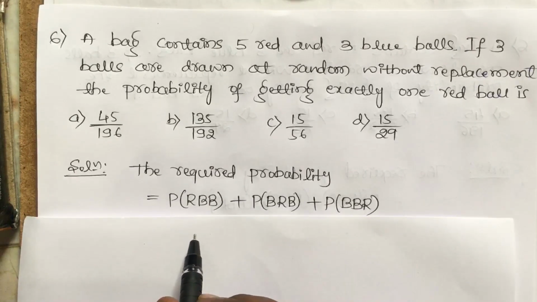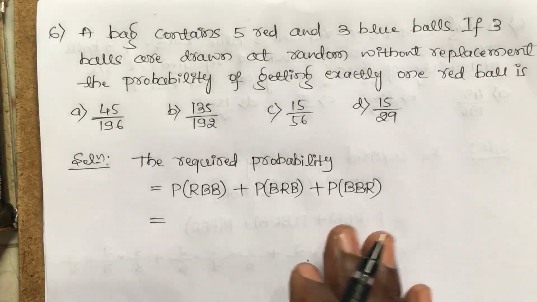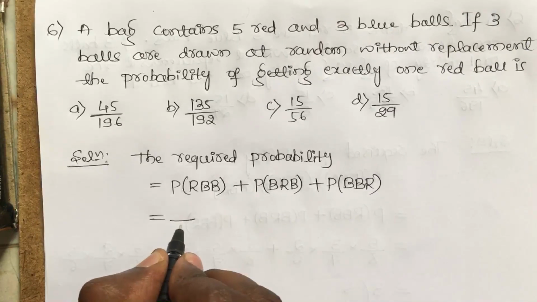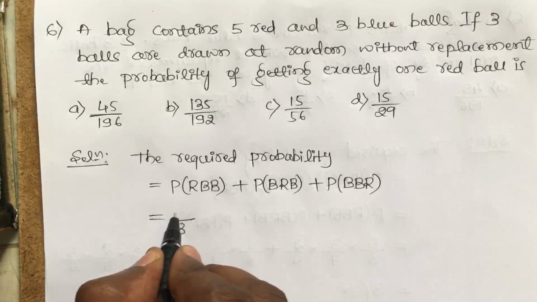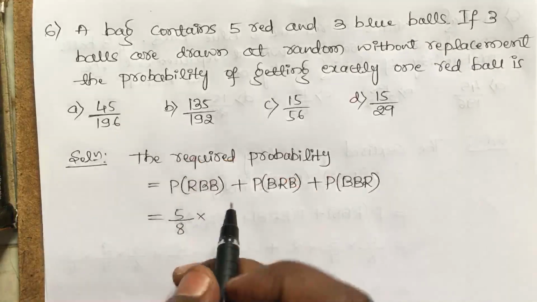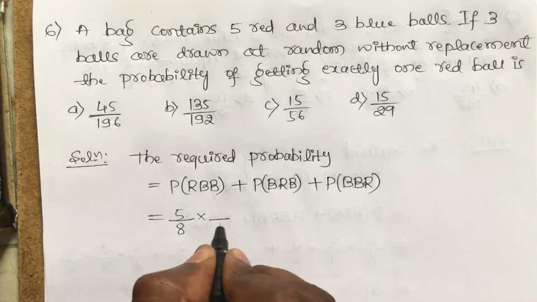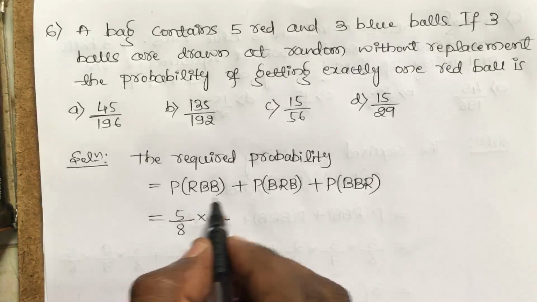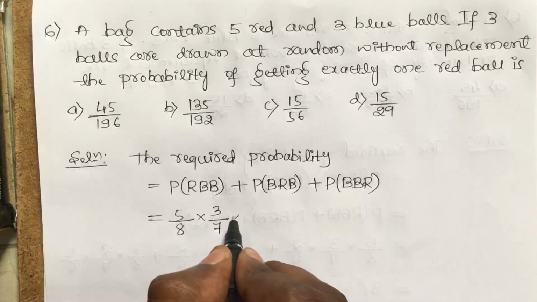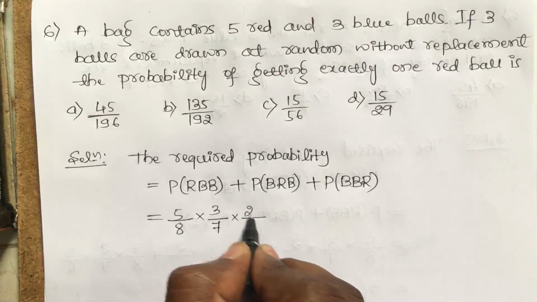So here P of RBB is nothing but P of R into P of B into P of B. So what is P of R here? That is red ball. Overall we have 8 balls. So how many red balls now? It is 5 by 8 into, now we have already picked one red ball, so he has given the condition without replacement. That means there are 7 balls, and how many blue balls now? It is 3 by 7 into one more blue ball, so there are 6 balls and there are 2 balls left out now.